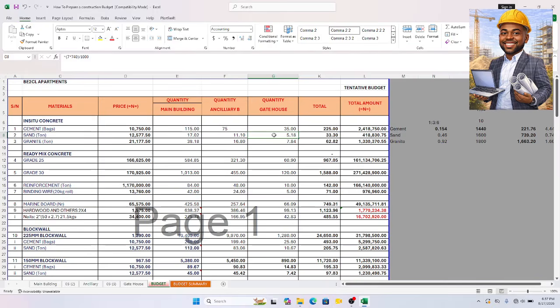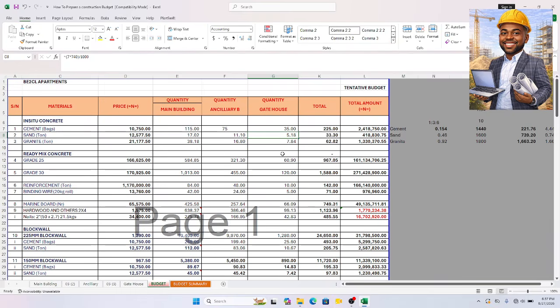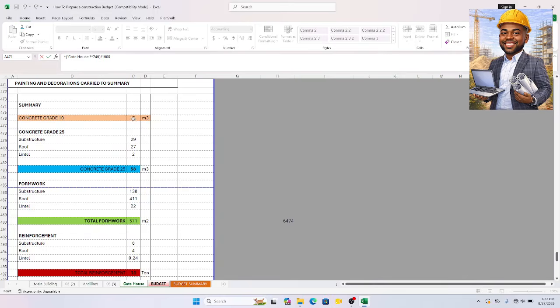This is gate house. Let me go to gate house. Blinding for gate, okay, 7 cubic meter. I didn't link it. Let me link this instead of writing it. Let me link it. Gate house. Then I have this.